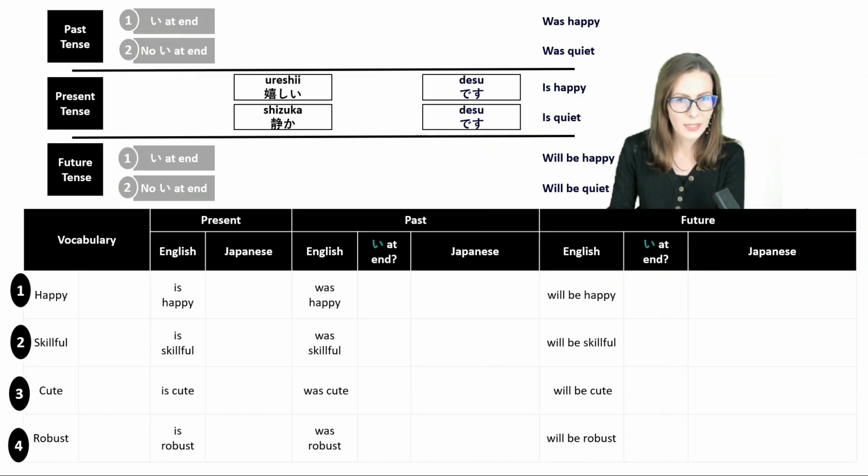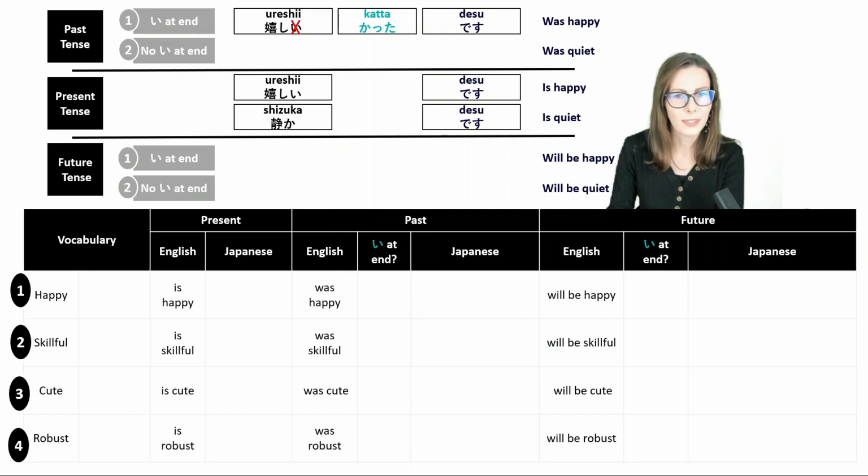When it comes to the past, however, this classification becomes relevant because adjectives take a different form depending on which type they are. When it comes to the first category, what you do is the following. You take the adjective, cut the last i, add katta, and add this. When it comes to the second category, you do the following. You take the adjective and add deshita. So if you want to say "was happy," you would say ureshikatta desu. If you want to say "was quiet," you would say shizuka deshita.